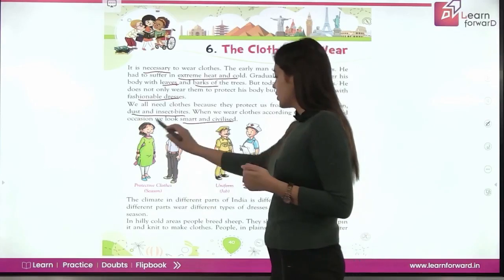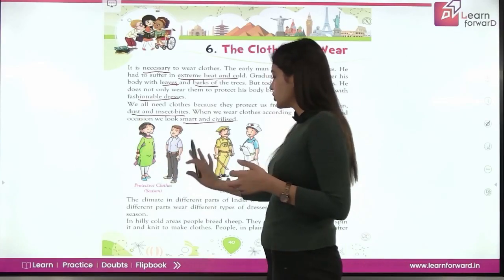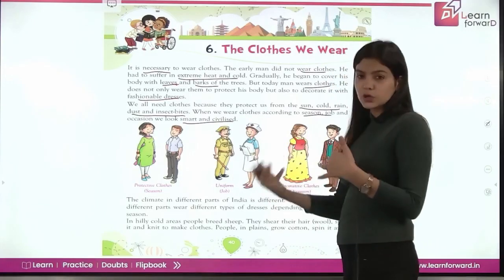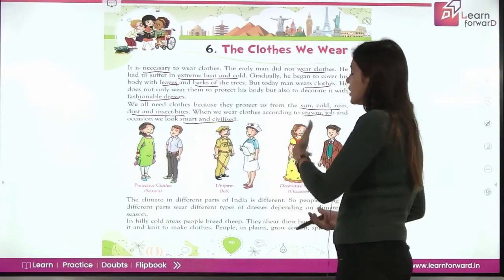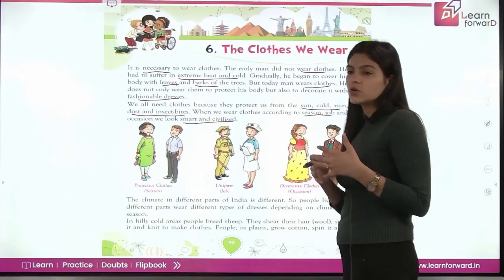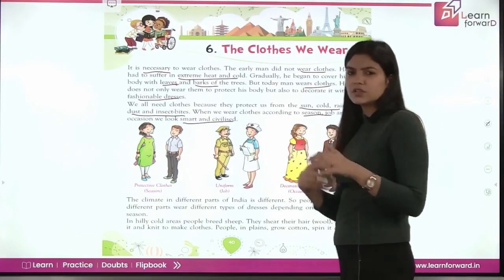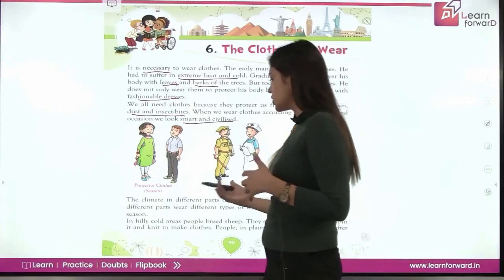So in this you can see these are protective clothes of a particular season, and we wear uniform for a particular job, as you all know. That nurses, doctors, lawyers or children, all they wear uniform. And these are decorative clothes. When we go to some occasion, we wear decorative clothes.